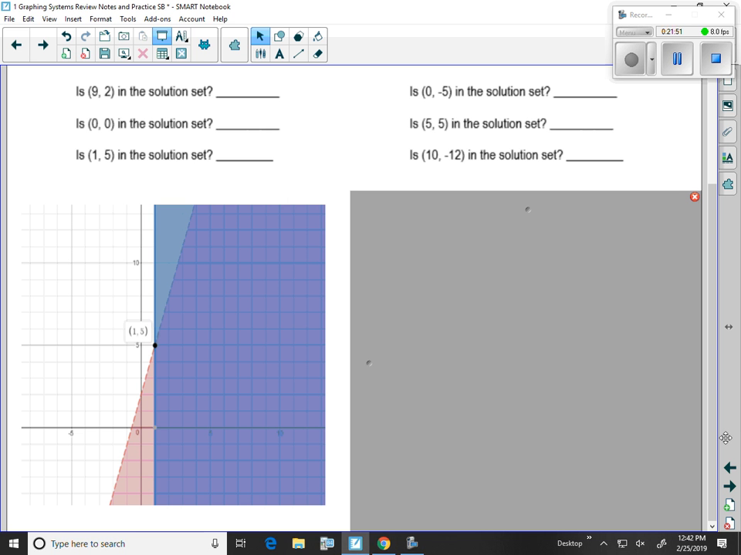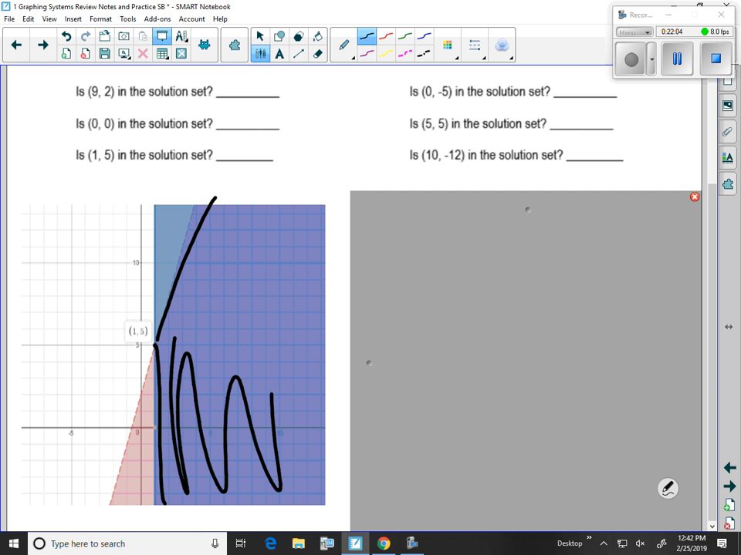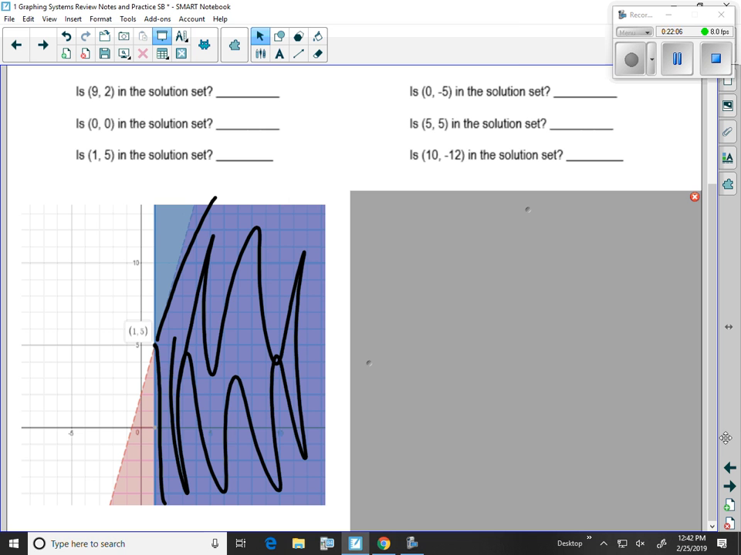Okay? Now, there is an intersection point in this case, but do you see what I mean about a shaded region? Okay? This shaded region right here overlaps, and it's all of them. So where both of their shaded regions overlap, that is the solution area. So is the point 9, 2 in that solution area? Yes. Okay, the point 9, 2 is definitely in that solution area. What about 0, 0? No, because it's only in the red area.